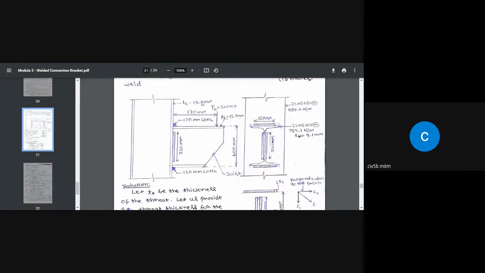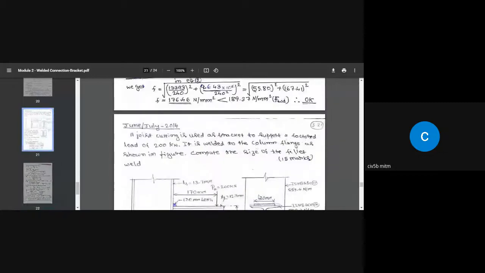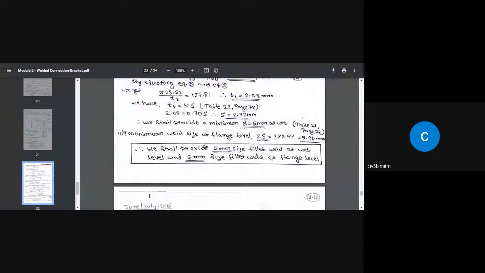Again, if you go to table 21 on page 78 of the code book, the thickness of the thicker plate falls between 10 and 20. So the minimum size of the weld is 5 millimeter for this weld. However, we are providing not 5 millimeter. As per the calculation itself, we got 5.94. Therefore, we are giving 6 millimeter, which is greater than 5 millimeter, which is the minimum.